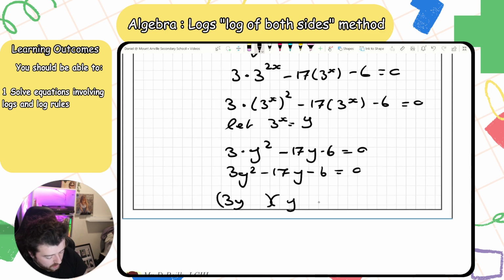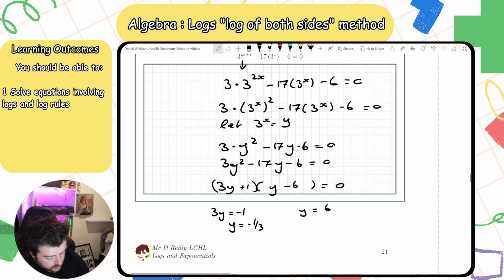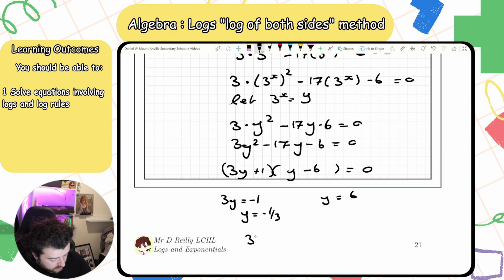3y here, y here. Then I'm going to have here minus 6 plus 1. So I have 3y equals minus 1. y is equal to minus 1/3. And y is equal to 6. Remember, y is equal to 3 to the x. So 3 to the x equals minus 1/3.